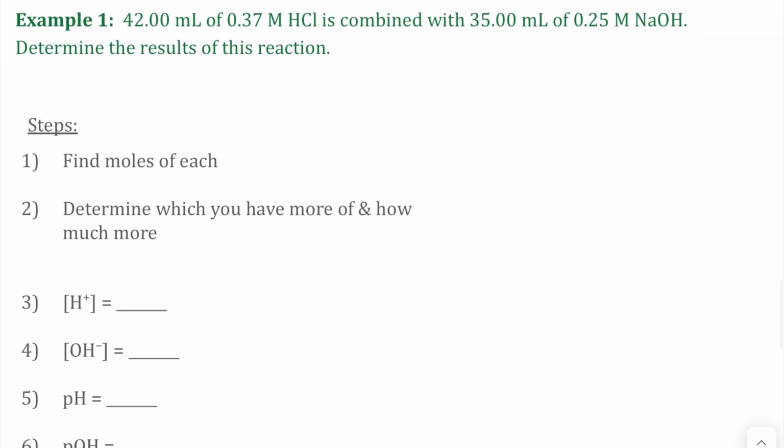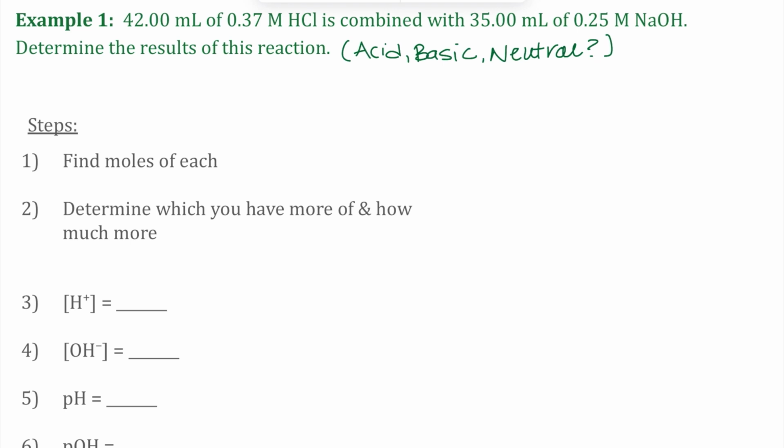This has the steps for us. You are going to need to know the steps on your own, but this is going to walk us through it. So we have 42 milliliters of 0.37 molar hydrochloric acid combined with 35 milliliters of 0.25 molar NaOH. Determine the results of this reaction. So our goal is to find out: is this acidic, is this basic, is this neutral? And depending on what that is, we're then going to be able to figure out the pH, pOH, H+ concentration, and OH- concentration for it.